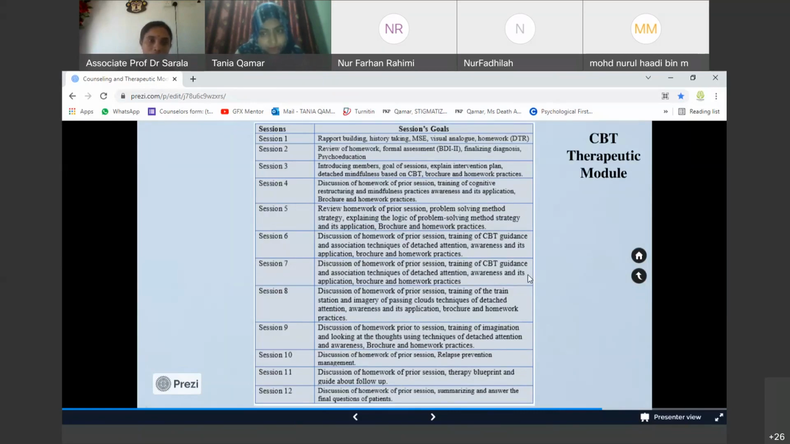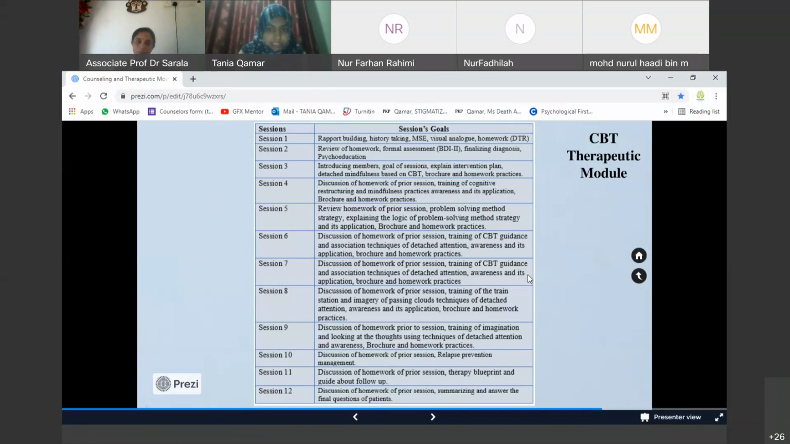In the CBT therapeutic module, I made only a CBT therapeutic module. It's not a psychotherapy module, because many students, I don't know about Malaysian students, but in Pakistan many students mix the concept of CBT and psychotherapy. They say CBT and psychotherapies are the same thing. These are not the same thing. CBT is only one therapy. Psychotherapy means a group, a set of different therapies.